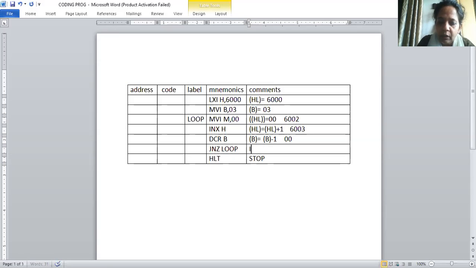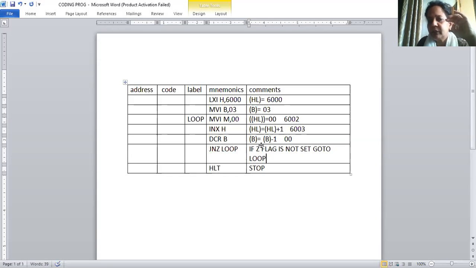So this is: if the Z flag is not set, go to loop. Now this is how we write in the theory. Now when you are doing the practical or in the practical exam, this particular program, I will convert it into the hex code, and those hex codes I will write in the RAM address of my kit. So RAM address, for example, starts from 6000. So in 6000, I will write the code of LXI H 6000.